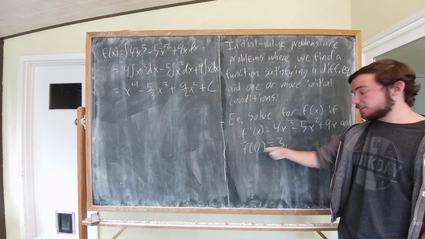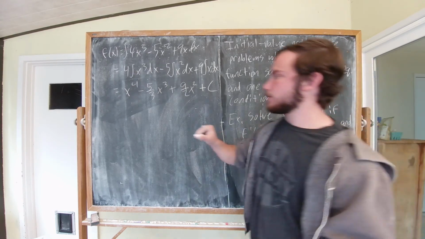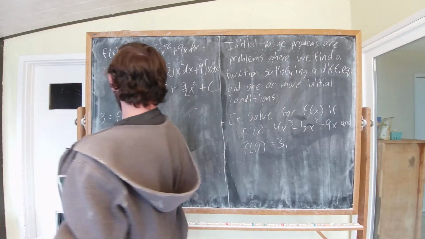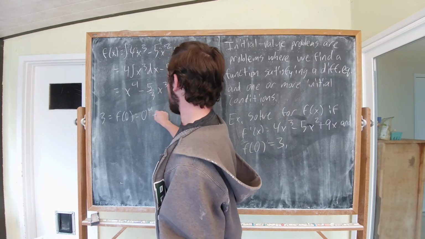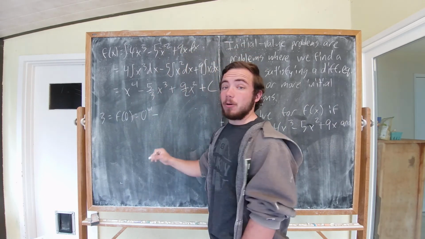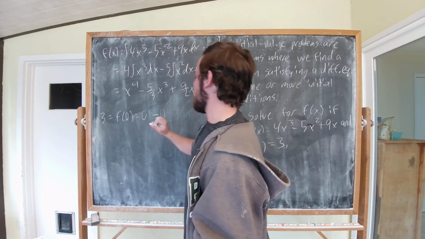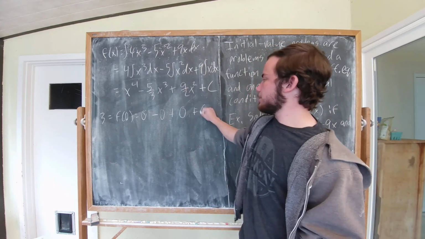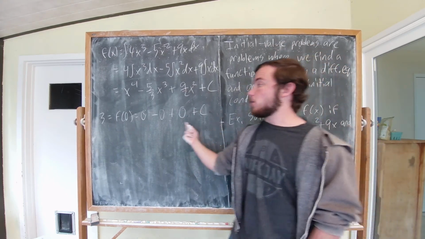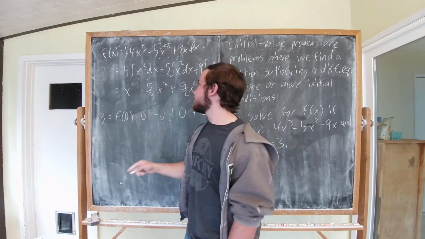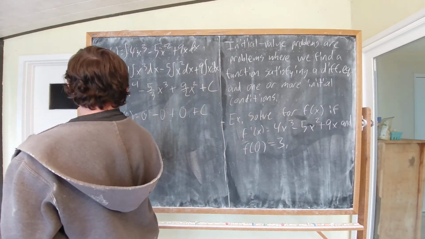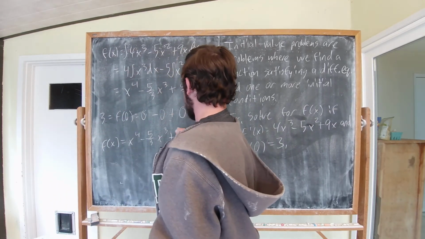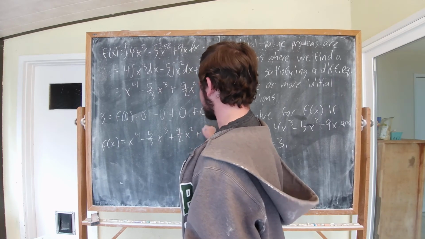Okay, how do we get rid of the plus c? Let's apply our initial condition. We know that 3 is equal to f of 0, which is 0 to the 4th minus 5/3 times 0 cubed. So it's just 0 minus 0 plus, you guessed it, another 0 plus c. So c is already automatically equal to 3. That tells us that our final answer is f of x equal to x to the 4th minus 5/3 x cubed plus 9/2 x squared plus 3.